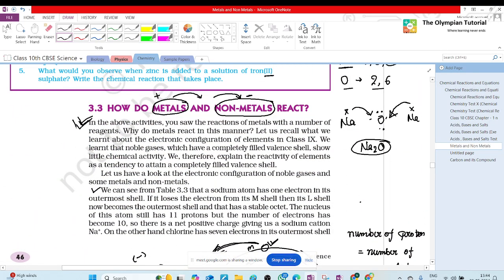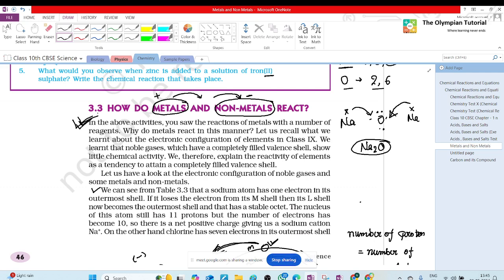How do metals and nonmetals react? In the above activities, you saw the reactions of metals with a number of reagents. Why do metals react in this manner? Let us recall what we learnt about the electronic configuration of elements in class 9. We learned that noble gases, which have a completely filled valence shell, show little chemical activity. We therefore explain the reactivity of elements as a tendency to attain a completely filled valence shell.